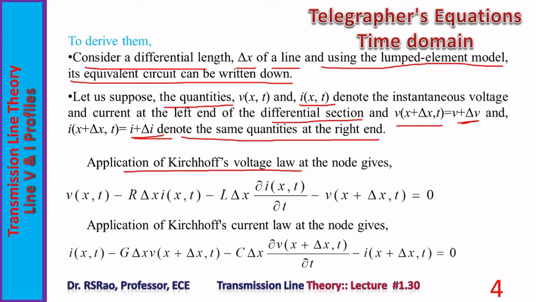Application of Kirchhoff's voltage law at the node gives V(x,t) minus RΔx I(x,t) minus LΔx ∂I(x,t)/∂t minus V(x+Δx,t) equal to 0. Kirchhoff's voltage law. Similarly, application of Kirchhoff's current law at the node gives I(x,t) minus GΔx V(x+Δx,t) minus CΔx ∂V/∂t at (x+Δx,t) minus I(x+Δx,t) equal to 0.